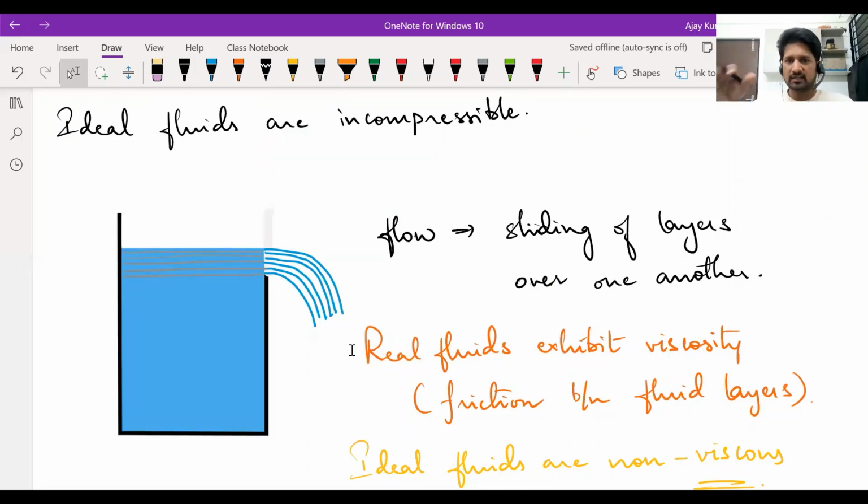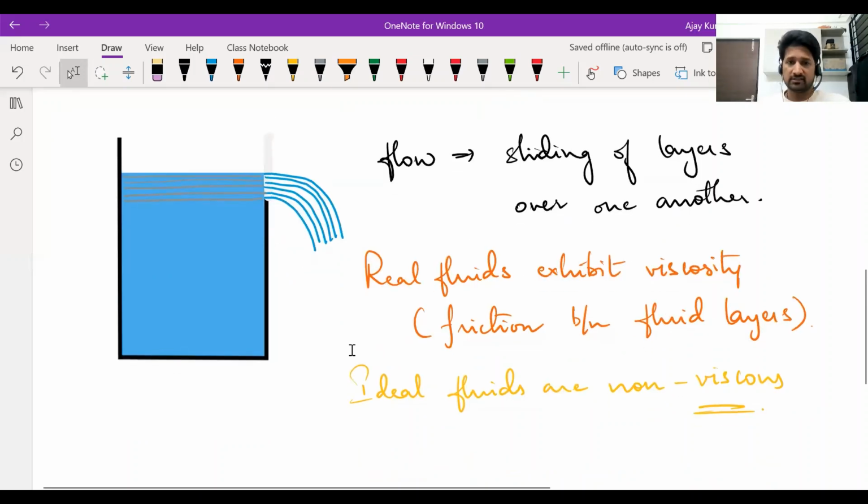Flowing means what? Layers sliding over each other. An ideal fluid is absolutely non-viscous, which means there is no resistance to flow at all. One layer can easily slide over another layer without any resistance. One layer sliding over another without resistance means what? No friction between them. No friction between them means what? The layers cannot exert, or an ideal fluid cannot exert, a force parallel to the surface.